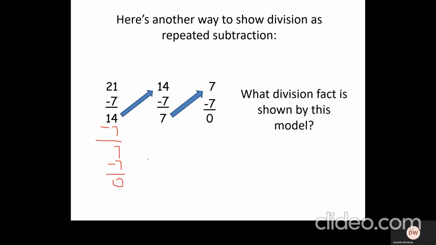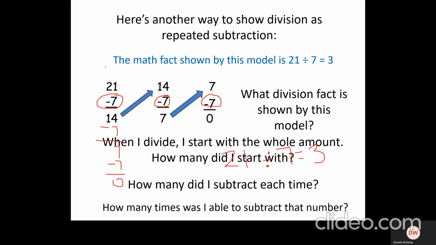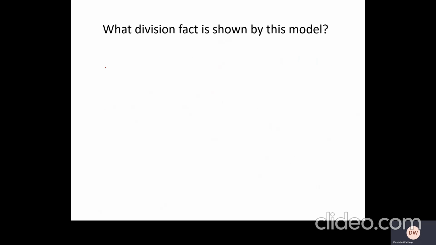And so what you do now is you count how many times you were able to take 7 away. You were able to take 7 away 3 times. So which division fact is shown by this model? Well, I started with 21. I was trying to take away 7, so I'm going to put divide 7. And how many times was I able to subtract 7? 3 times. So I know that it was 21 divided by 7 equals 3.